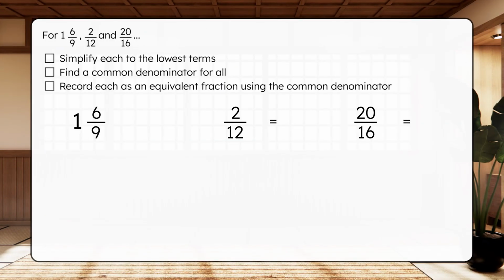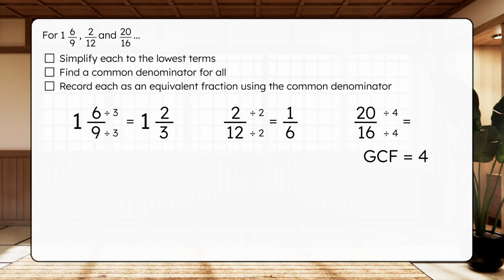To simplify the first fraction, you ignore the whole number and focus on 6 over 9. They have a GCF of 3. When divided by 3, that becomes 1 2/3. 2 12ths has a GCF of 2, so when divided by 2, you end up with 1/6. And 20 over 16 can also be simplified. What GCF did you find for this fraction? 4 goes into both, and when you divide, you get 5/4.